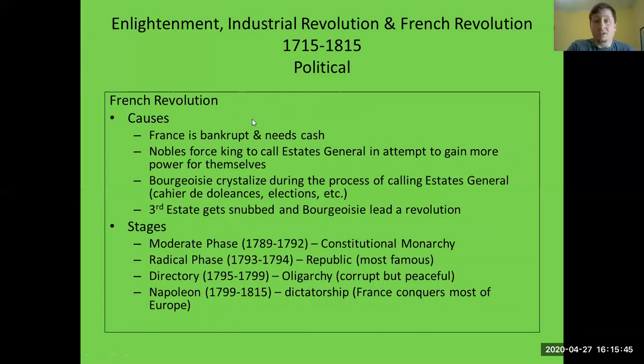So as far as the causes of the French Revolution, like I said, we can go all the way back to the Renaissance, to humanism, to skepticism. We're going to go back to France needing money. France is bankrupt; it needs cash.